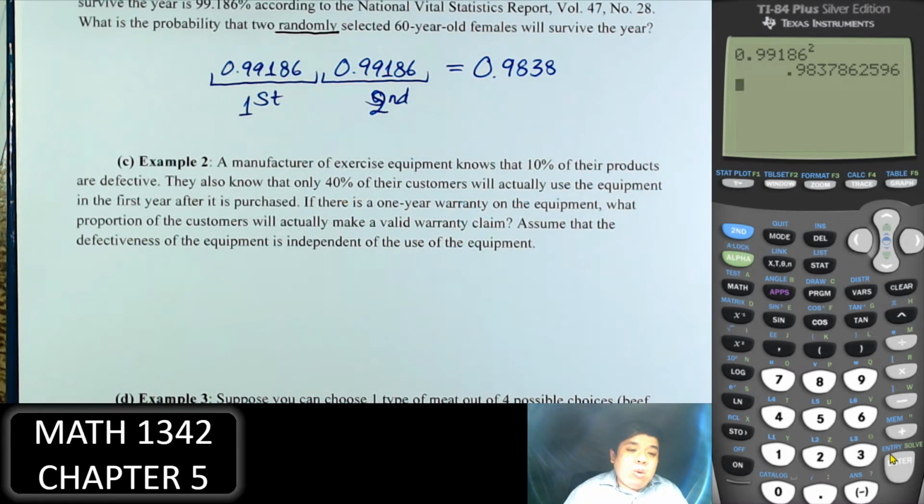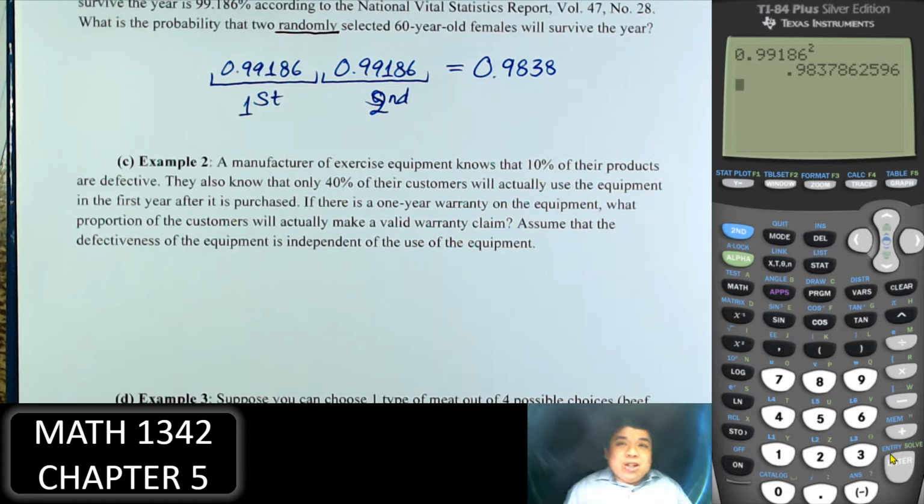Right, here's another example. A manufacturer of exercise equipment knows that 10% of their products are defective. They also know that only 40% of their customers will actually use the equipment in the first year after it is purchased. So if there is a 1 year warranty on the equipment, what proportion of the customers will actually make a valid warranty claim?